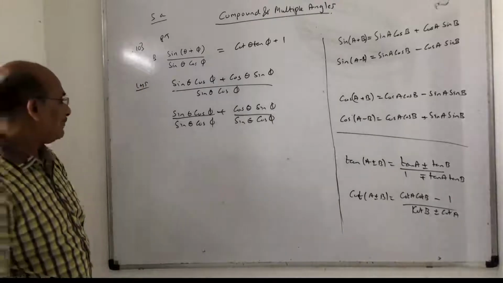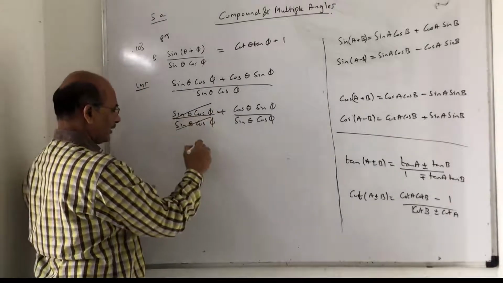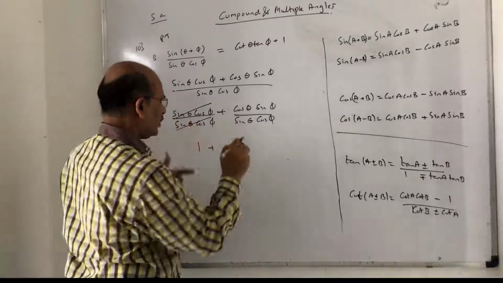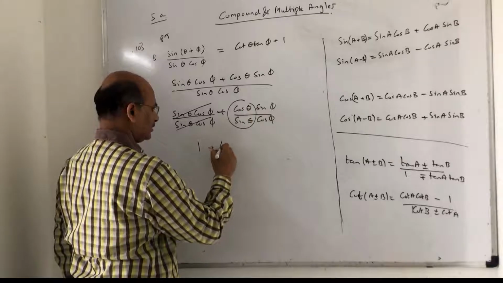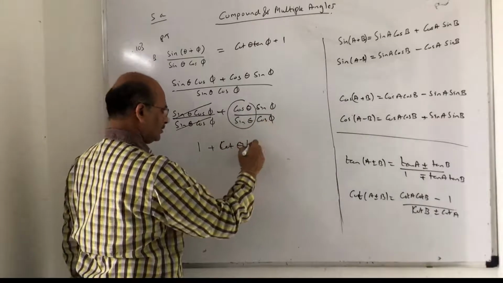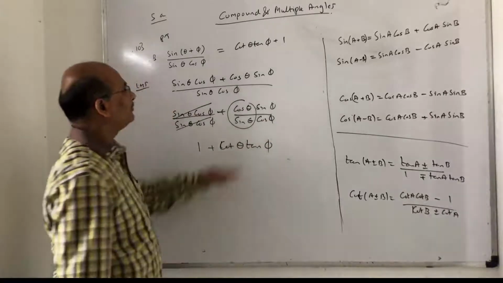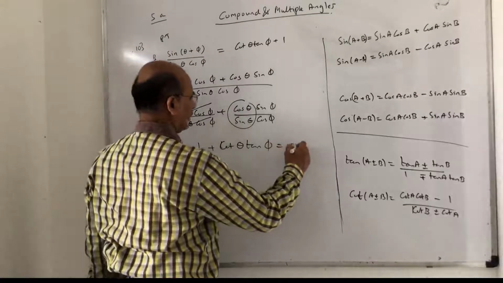Now I understand what is happening here. If you look at this, the sin theta cos psi over sin theta cos psi becomes 1, plus, now understand, cos theta upon sin theta is cot theta. And sin psi upon cos psi is tan psi. So simple. Cot theta tan psi plus 1, which is equal to the RHS.